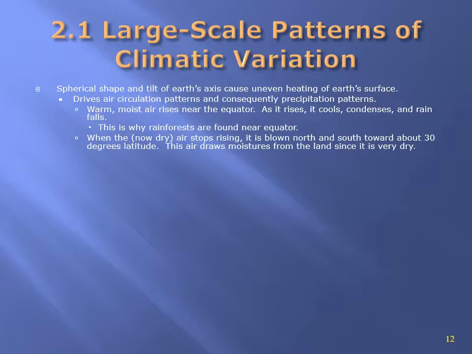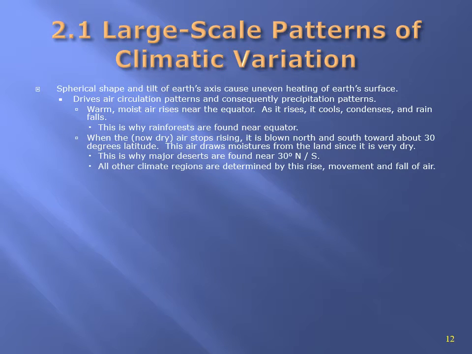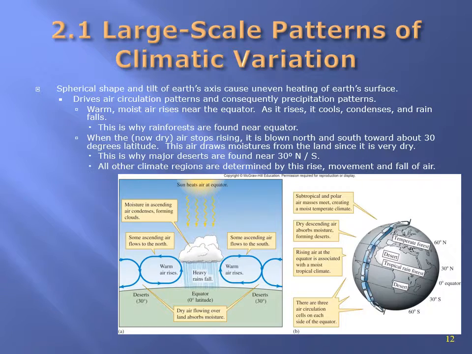So once the air gets dry and cool, it stops rising. The air is blown then north and south towards about 30 degrees latitude, and the air will draw moisture out of the land since it's very, very dry. So instead of raining at 30 degrees north and south, you get the moisture being sucked up into the air, and it becomes very, very dry, and that's why we have deserts found near 30 degrees north and south. So all other climate regions are determined by this rise, movement, and fall of air.